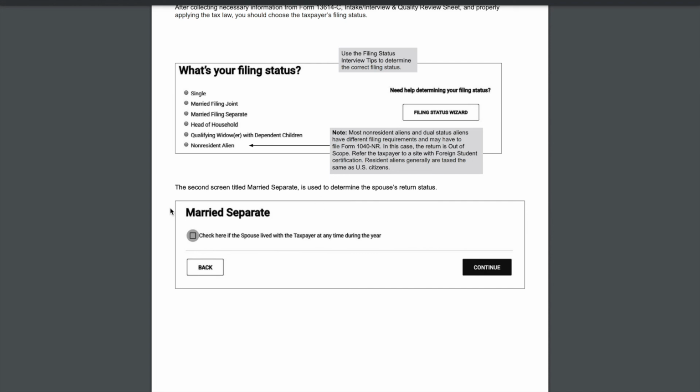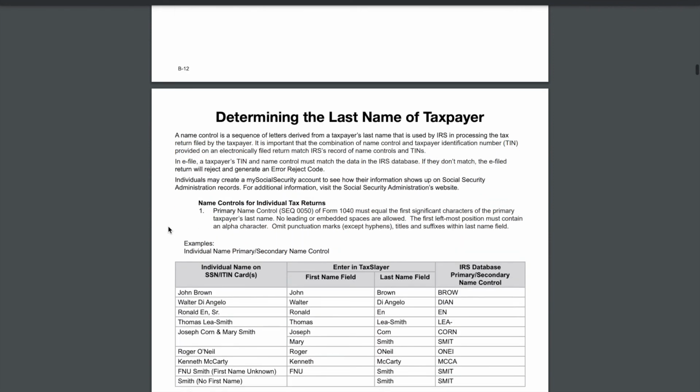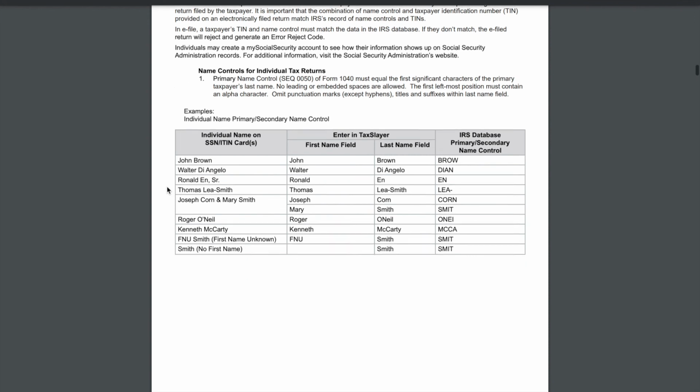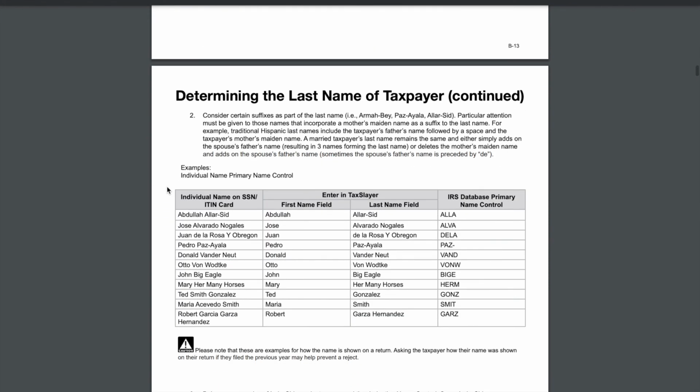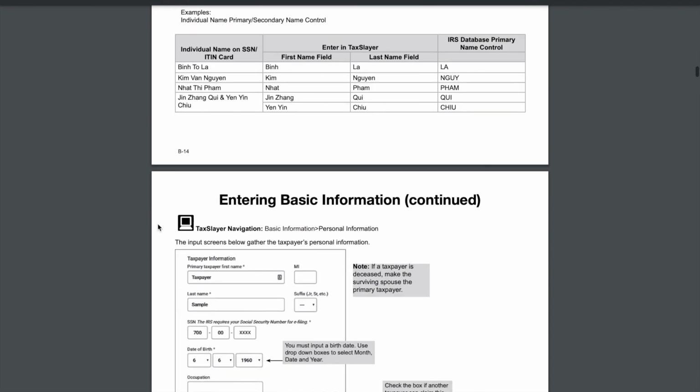But again, the second screen here is titled Married Filing Separate, and it is used to determine the spouse's return status. So determining the last name of the taxpayer, this is what we talked about already, a lot of it. And again, just check the identification, make sure it matches the intake interview sheet. So again, more information in there about that.